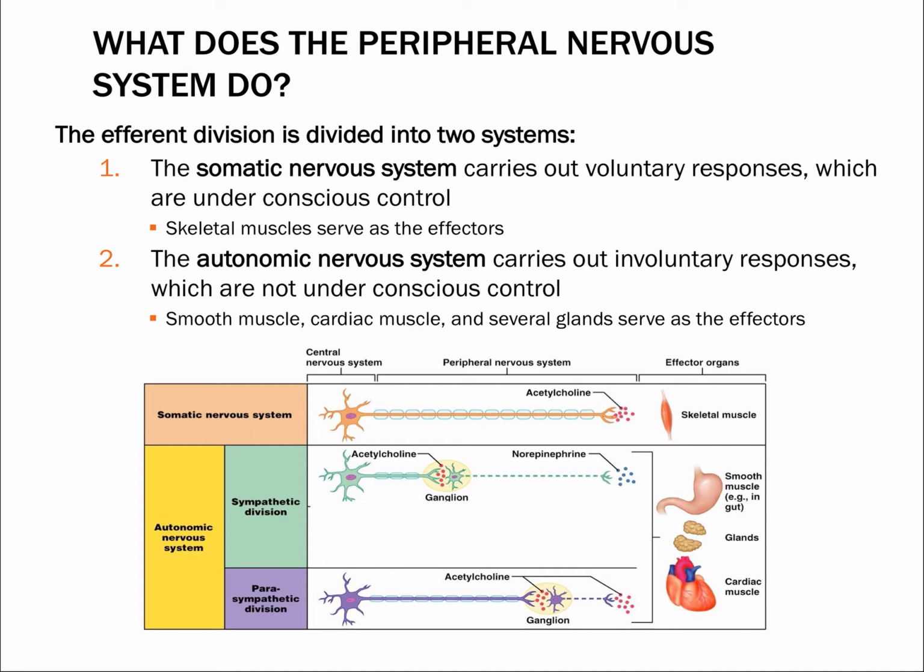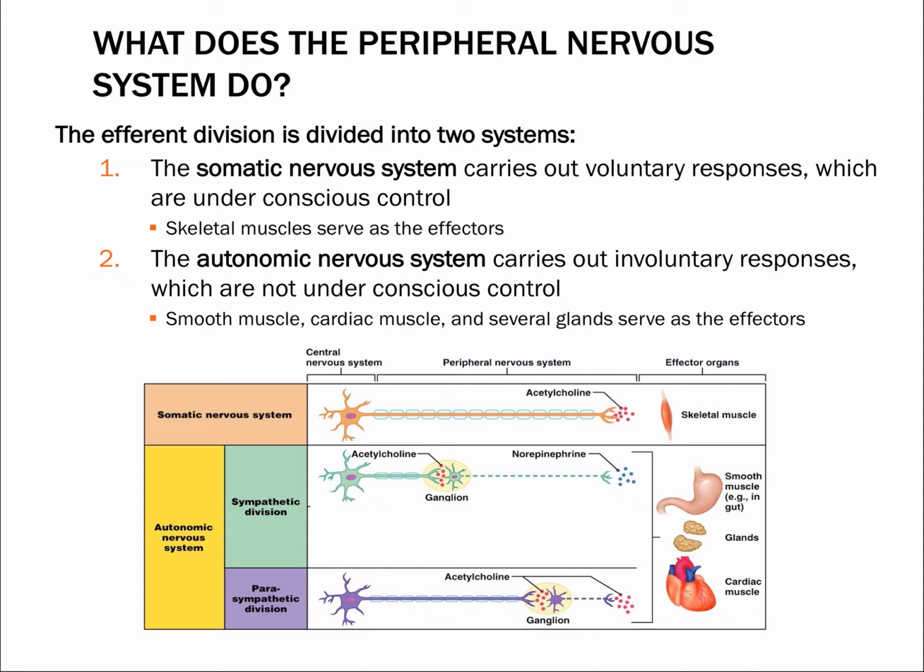The somatic nervous system is going to carry out responses that are voluntary and under conscious control. The best example I can give you is your skeletal muscles. Your skeletal muscles are the muscles that you control consciously. So if you're moving your arm right now, if you're moving your hand to take notes, or you're moving your fingers to type, that's all somatic control. You're consciously controlling that.